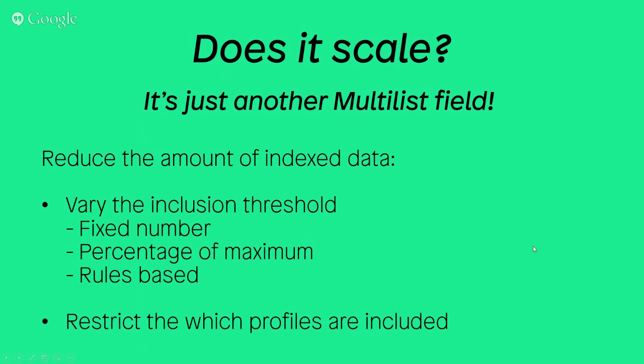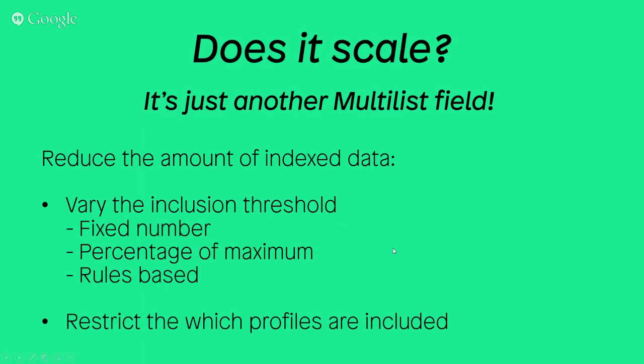So you can reduce the amount of data that actually gets indexed. So how would you do that? Well, I mentioned it briefly before. You can vary the threshold at which data is included in the index. So, for example, what I did for my example was I said anything that has been assigned a score 1 or above gets included in the index, but you could easily say anything that's 3 or above, or whatever number works for you.